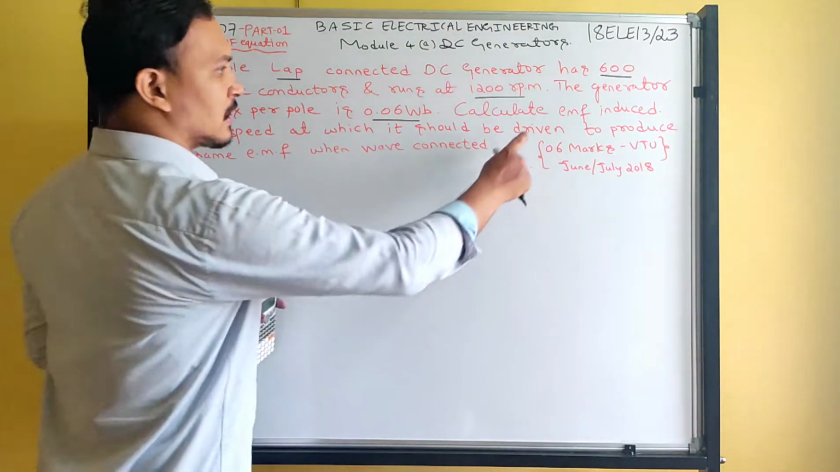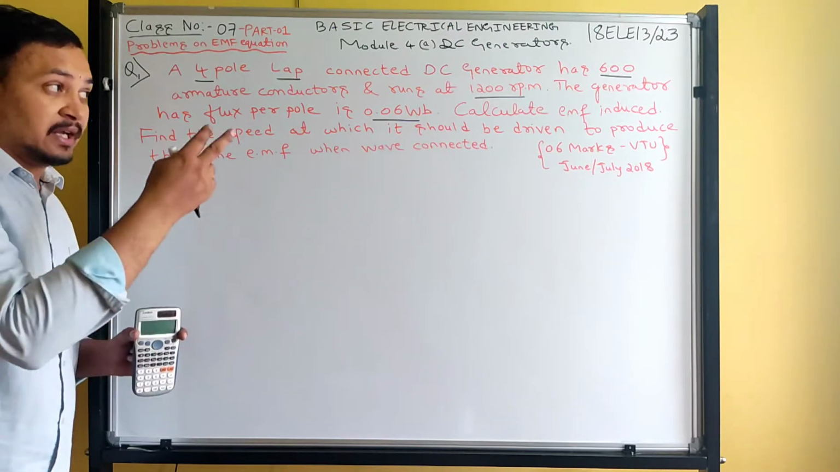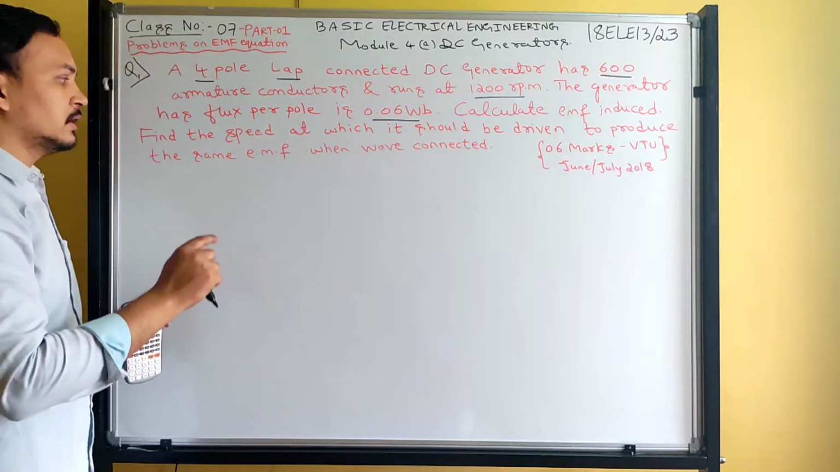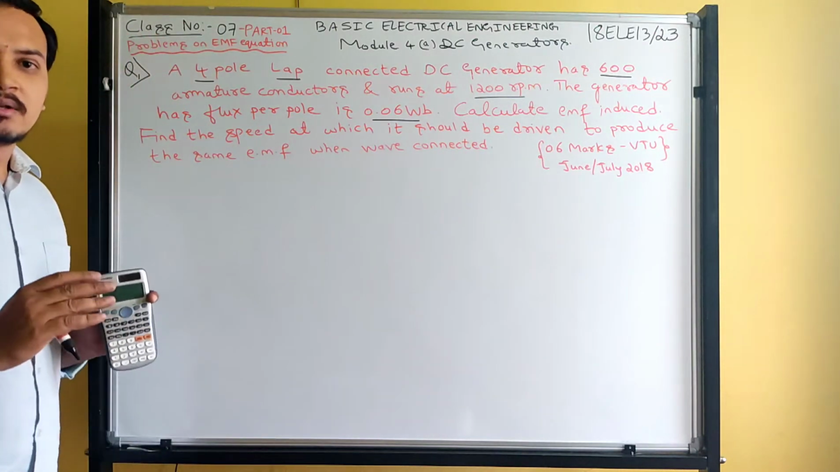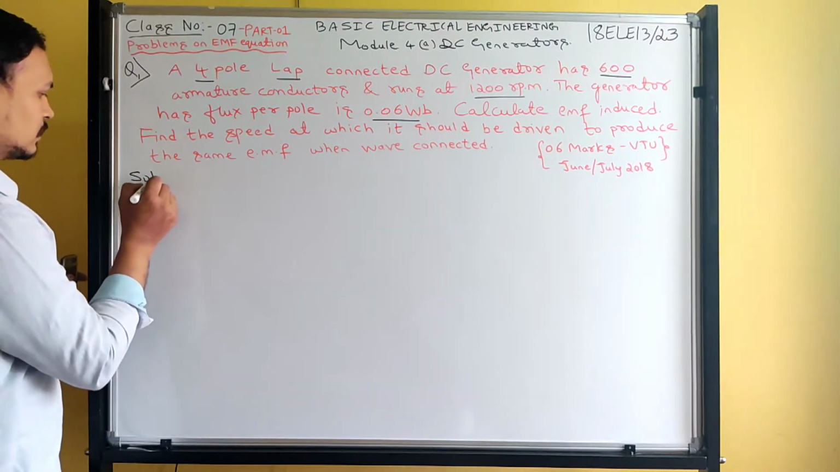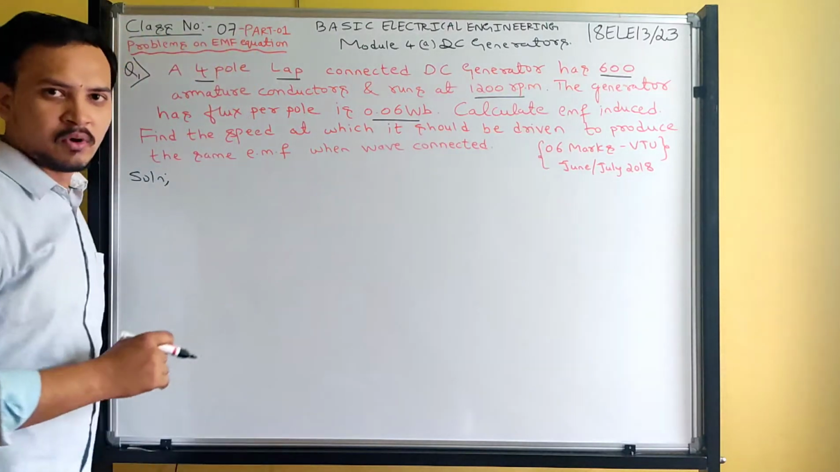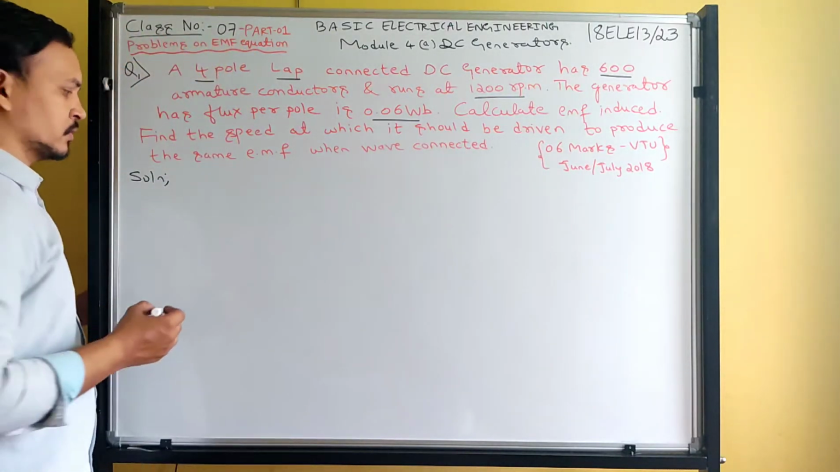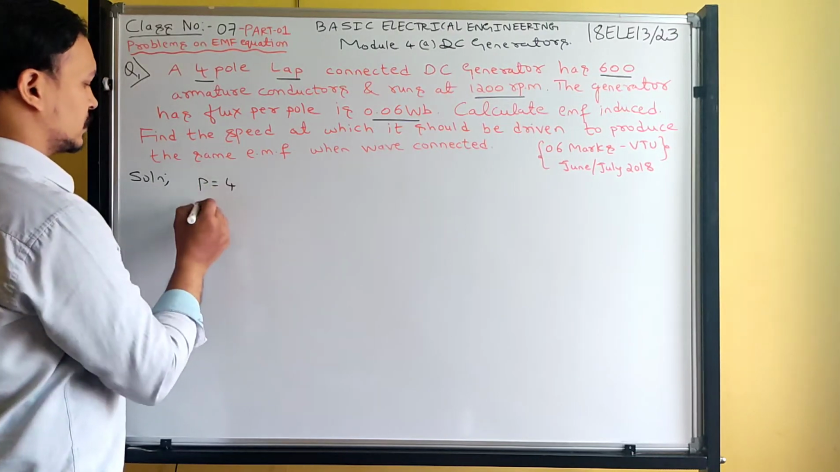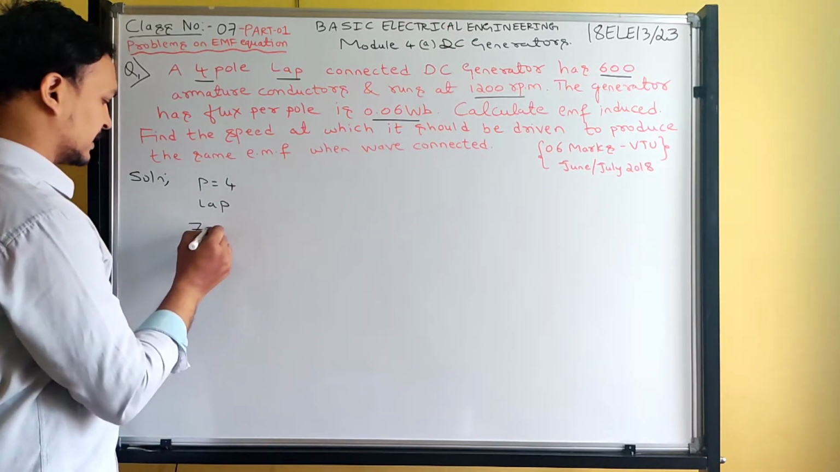So first you should calculate the EMF generated when the machine is lap connected. By taking the same voltage, if the machine is wave connected, determine the speed of the generator. Understood the question? We can find the solution. This question was asked in VTU for 6 marks. Very important question.